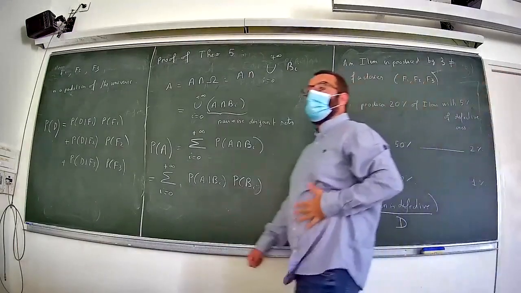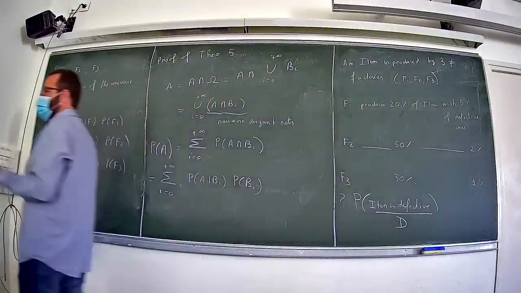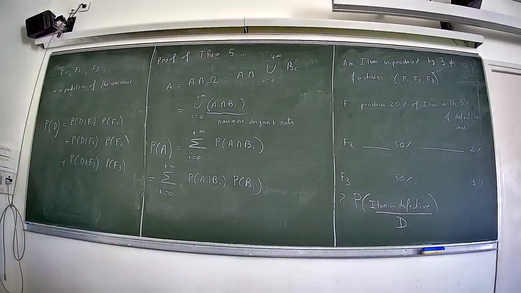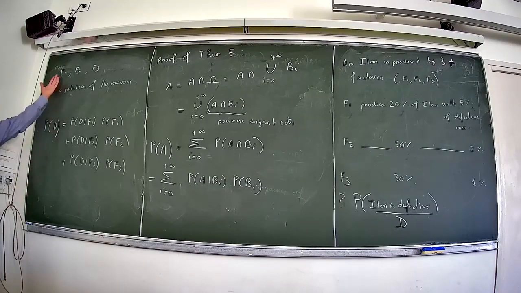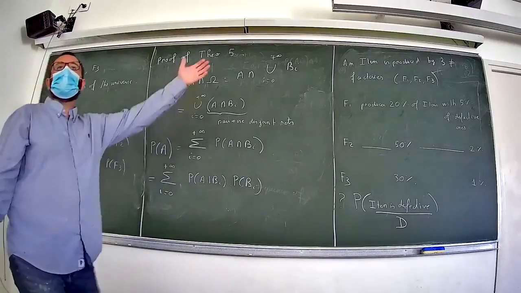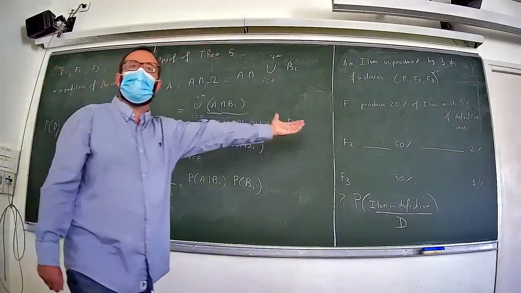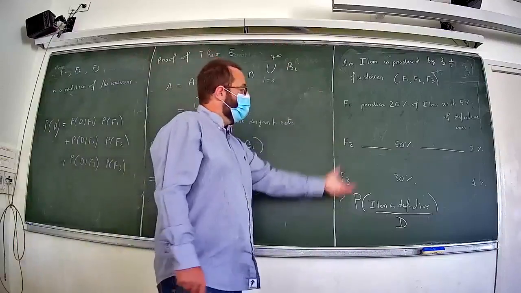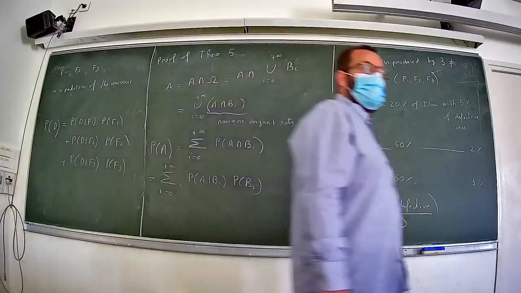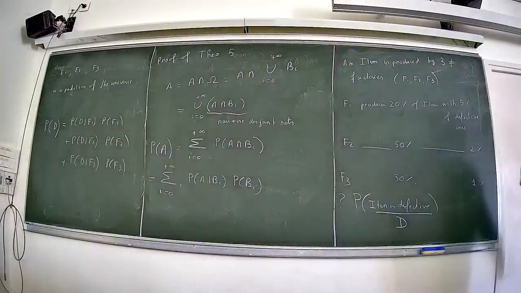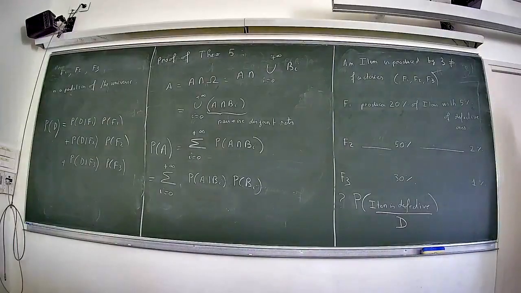We will see other ones in the list 3 of exercises, but in each exercise of this type, at the very beginning, you have to look for a partition if you want to use the law of total probability. And in general, the partition will be obvious from the statement. Here it's to be produced by one of the 3 possible factories. So you have the law of total probability with a little example.